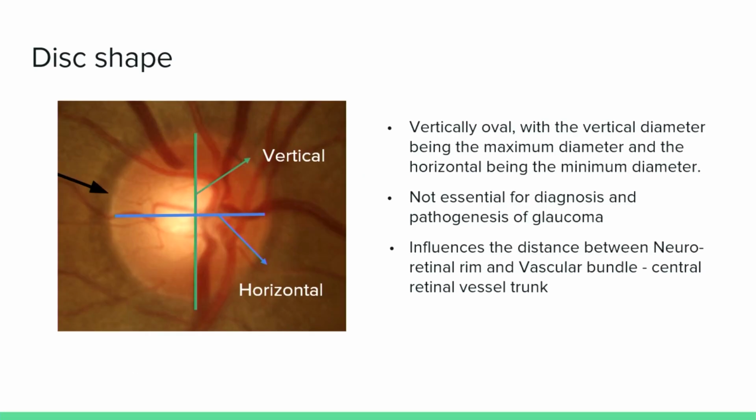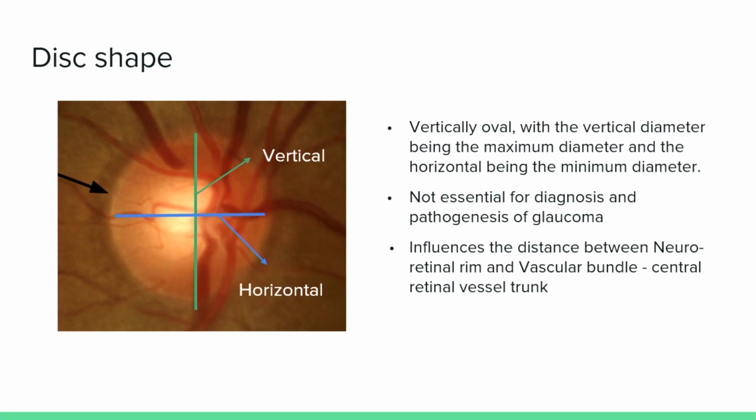Moving on to the disk shape. The disk shape is vertical or oval, with vertical diameter being the maximum diameter and the horizontal being the minimum diameter. It is not essential for diagnosis and pathogenesis of glaucoma. However, it influences the distance between the neuroretinal rim and the vascular bundle, the central retinal vascular trunk.